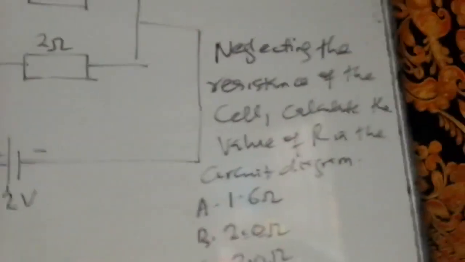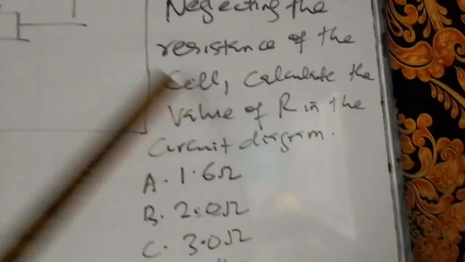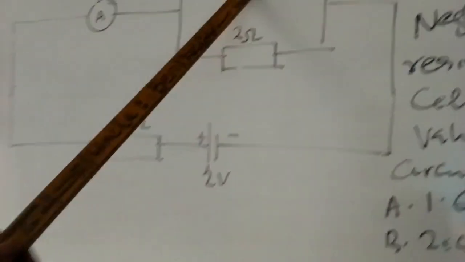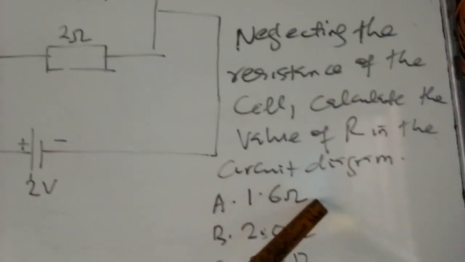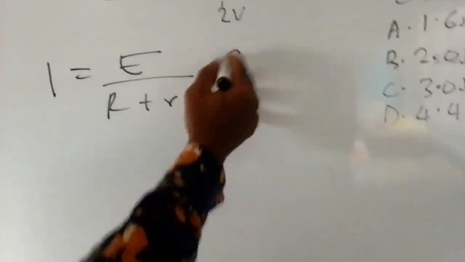It's an SSCE question that says neglecting the resistance of the cell. That is, we should neglect the internal resistance of the cell. So small r is going to be 0. Calculate the value of big R, the external resistance, in the circuit diagram. So how do we solve this problem? We use the circuit equation I equals E all over R plus small r. And mind you, the value of small r is already taken as 0. They say we should neglect it.